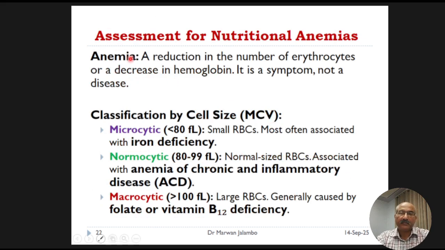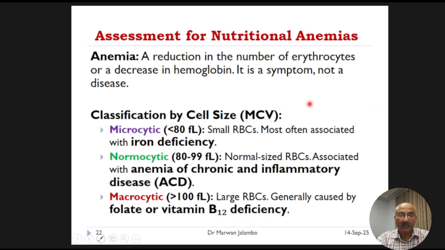So anemia is broadly defined as a reduction in the number of red blood cells or a decrease in hemoglobin concentration below the level of physiological need. It is crucial to remember that anemia is not a disease in itself, but rather a symptom of an underlying condition. So our first step in diagnosing anemia is to classify it based on the size of red blood cells, the MCV, from the CBC.